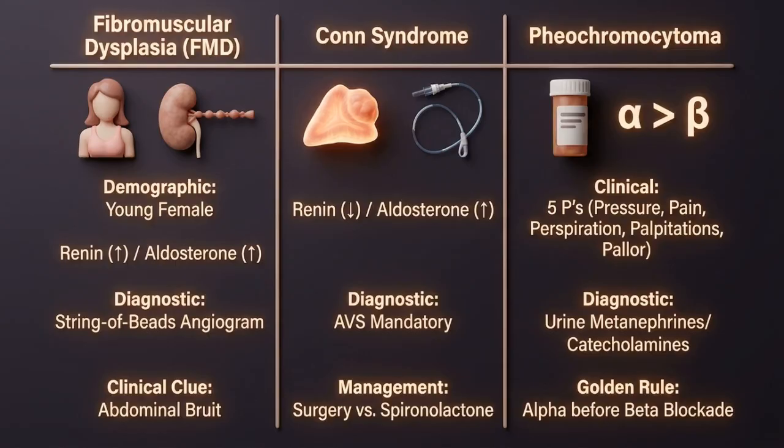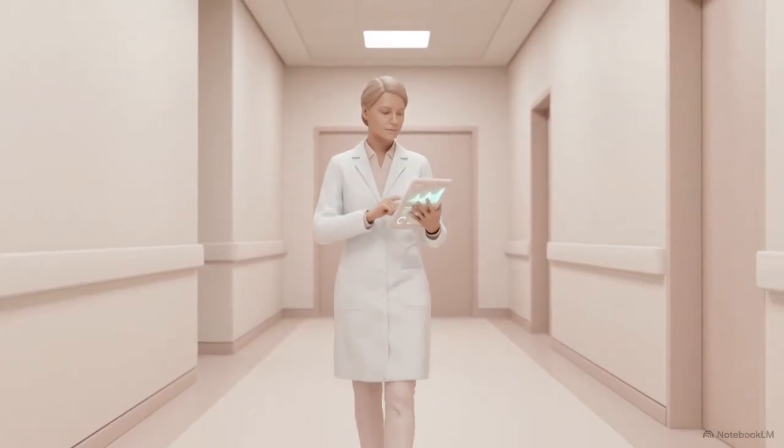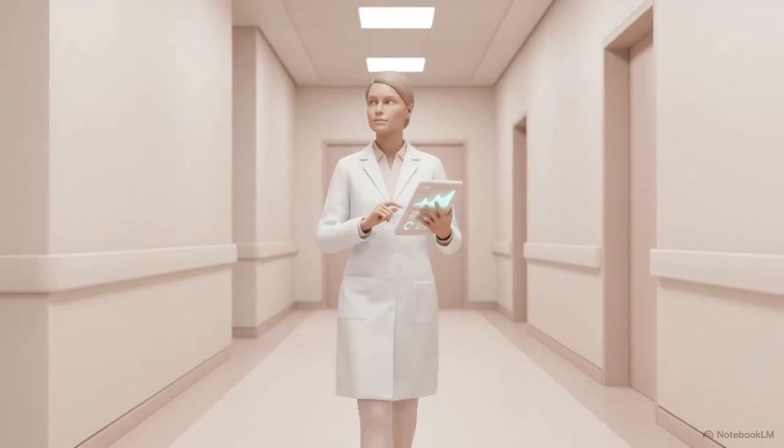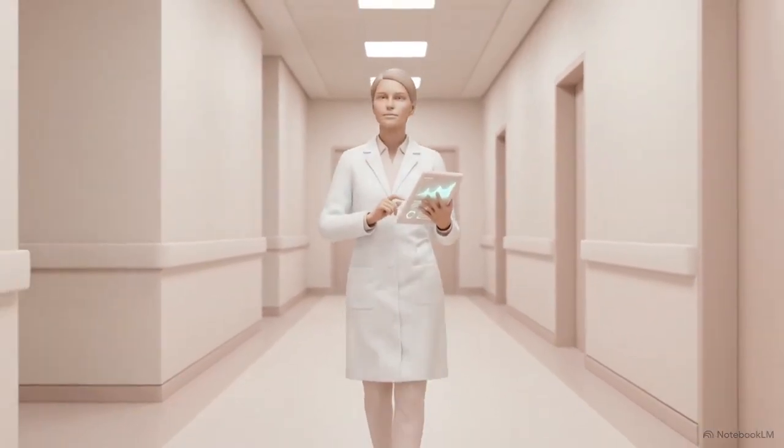For fibromuscular dysplasia, look for the young female demographic with symmetrical elevation of both renin and aldosterone, and confirm with a string of beads angiogram. For Conn syndrome, isolate the low renin, high aldosterone profile, and remember that adrenal venous sampling is an absolute requirement before surgery. For pheochromocytoma, secure the diagnosis through urine metanephrines, identify the paroxysmal symptoms, and strictly enforce alpha blockade before beta blockade. Elite clinical mastery relies on respecting the diagnostic sequence, mapping the physiology, and anticipating the therapeutic traps before you write the order.